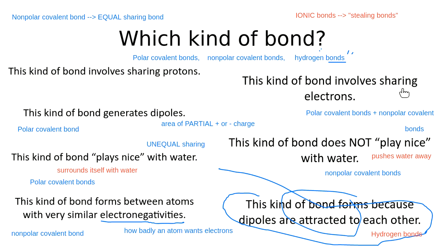I'm going to call ionic bonds stealing bonds because in an ionic bond, somebody gets an electron somebody gave away, or I had an electron stolen from them. So somebody's all the way positive, somebody's all the way negative. That's how we have an ionic bond.